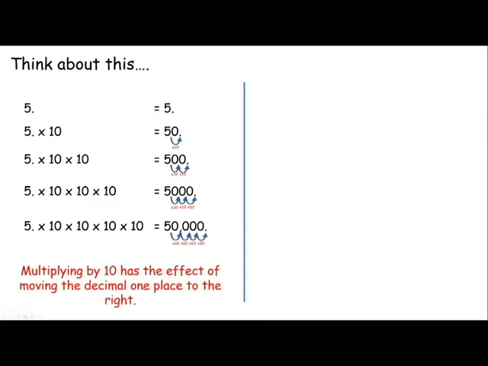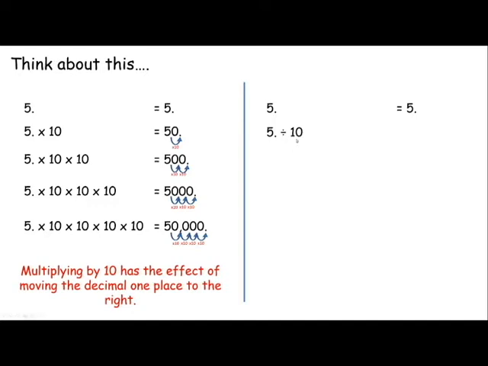Or another way to think of that is to say this. Every time I multiply by a 10, it has the effect of moving the decimal one place to the right. One place to the right, 2 tens would be 2 places to the right, 3 tens is 3 places to the right, and 4 tens is 4 places to the right. Now, I can do something similar to that with dividing by 10.